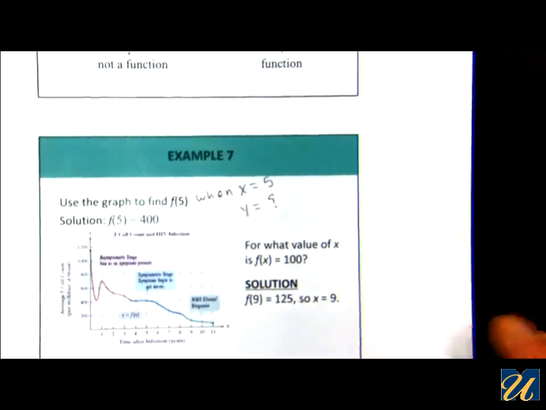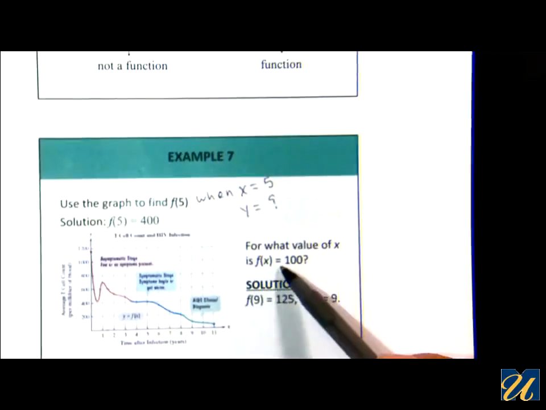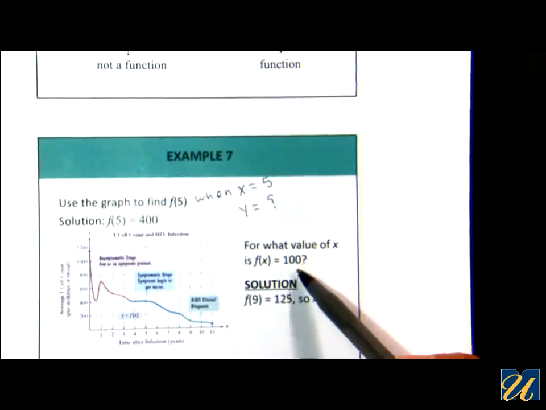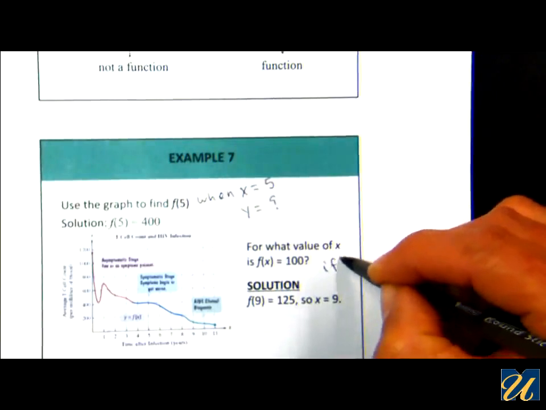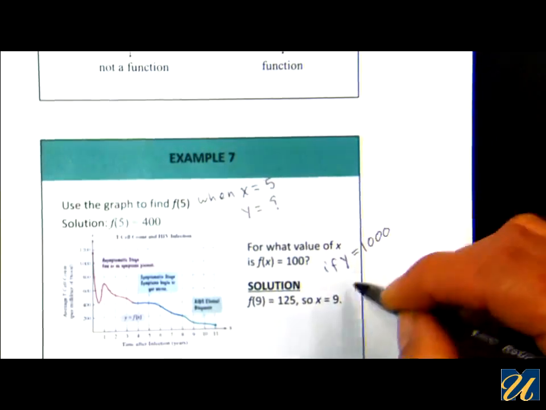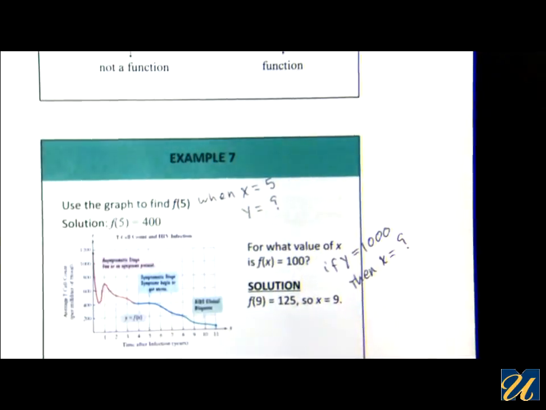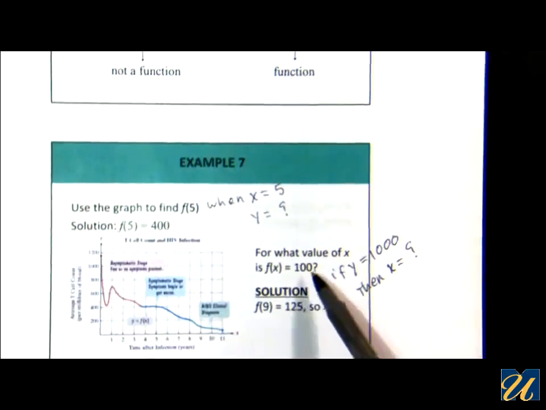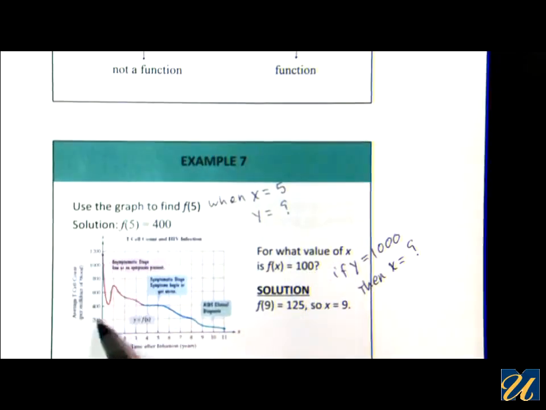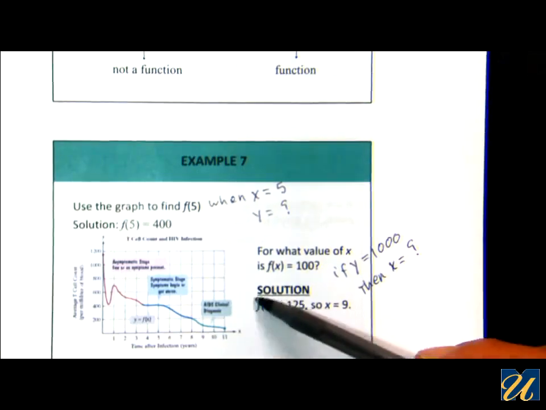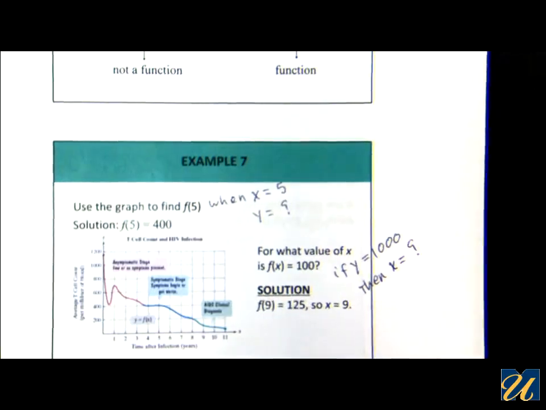Here's a different question. For what value of x is f of x equal to 100? So this means if y is 100, then what is the corresponding value of x? This is the reverse of what we were just doing. So what I'll do is I'll find the y value of 100 on the graph. Here are the y values here. 100 is approximately here. We'll go across to find the graph. Right there it is. Go vertically down to find the x value, and we get 9. So when x is 9, the y value, f of 9, is equal to 100.